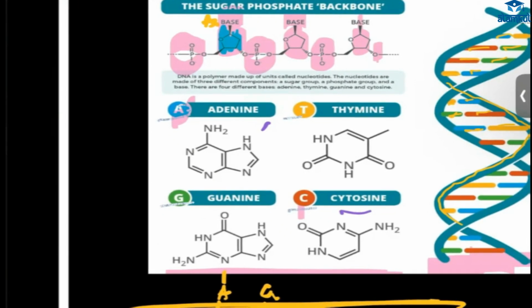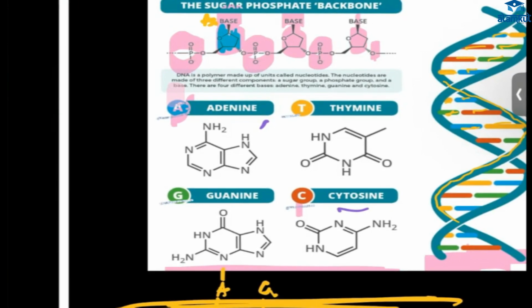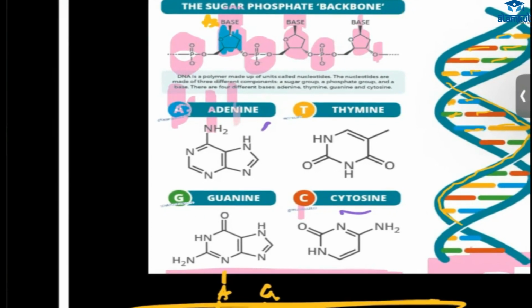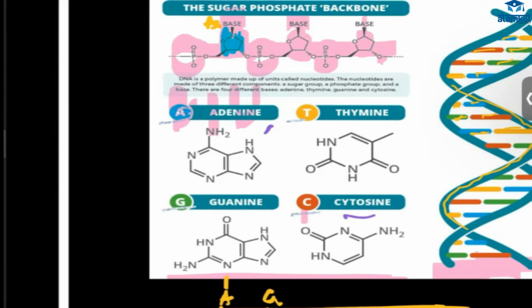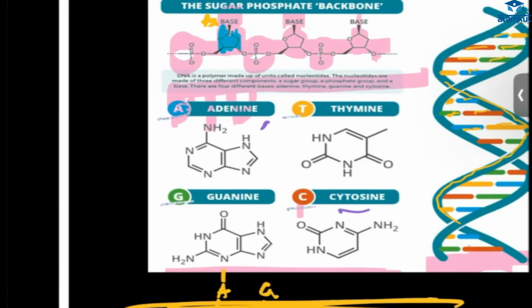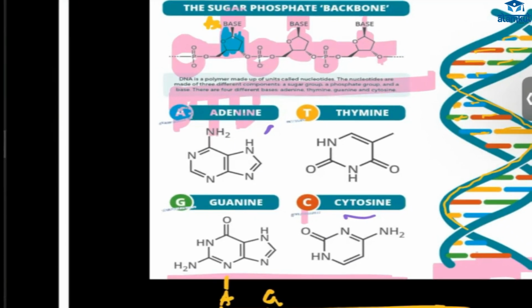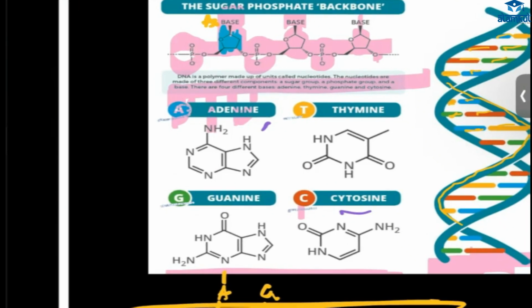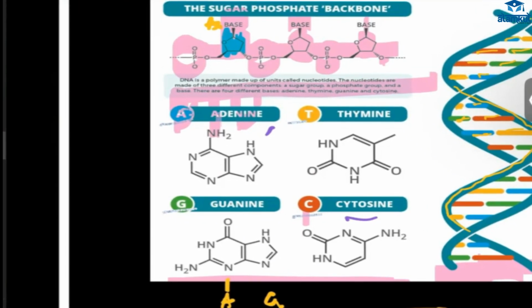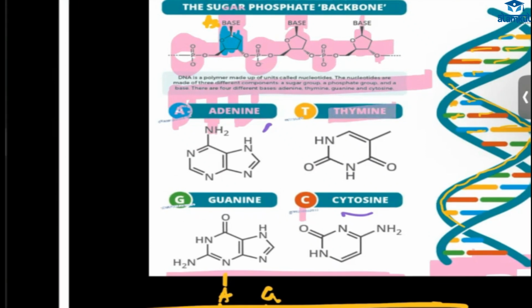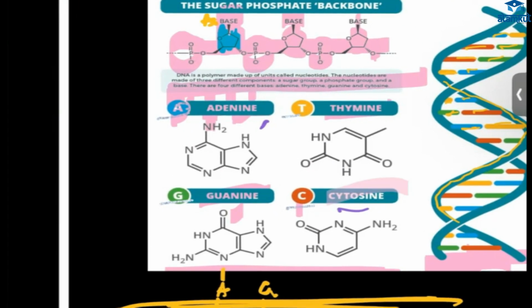Base. Like that, here also there will be phosphate, sugar, base. Phosphate, sugar, base. Two strands, like this, two strands are there in our DNA. Okay. And here, the base, right? There are four types of bases, that is adenine, thymine, guanine, and cytosine. Got it?